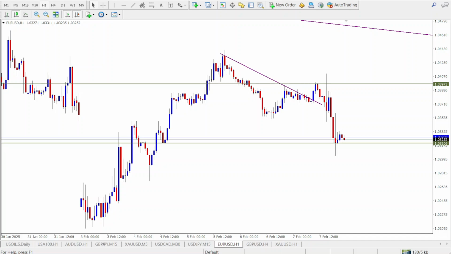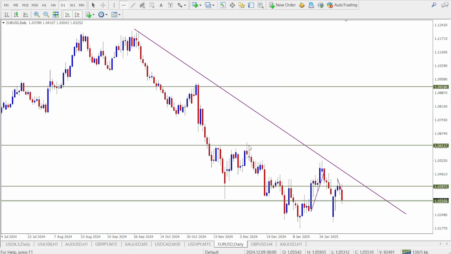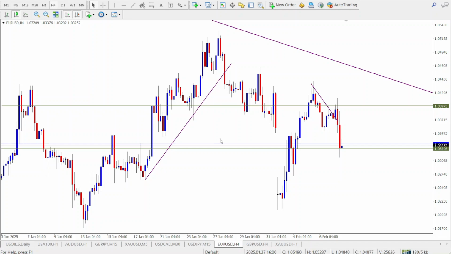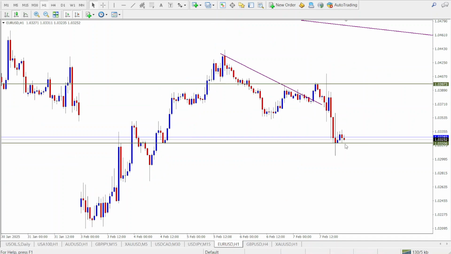Now that you understand the concept, let's talk about the best time frame combinations based on your trading style. For swing traders, your higher time frame can be the daily time frame to identify major trends and key levels. Then your mid time frame could be the 4-hour chart to fine-tune your trade direction. Then your lower time frame could be the 1-hour chart for precise entries and exits. That is for swing traders, okay?